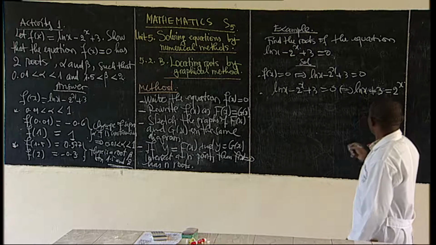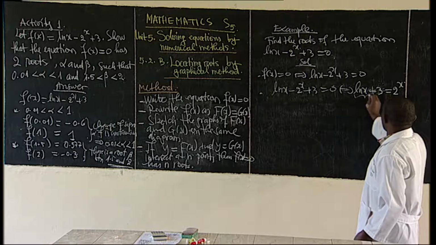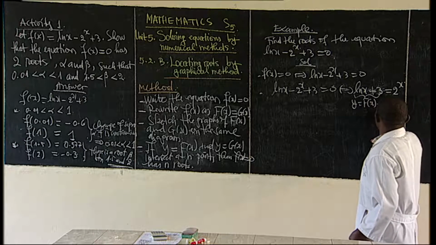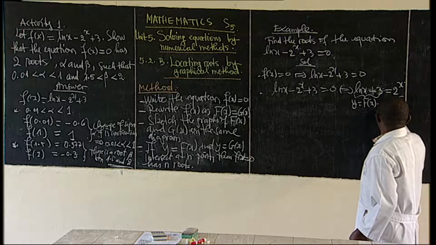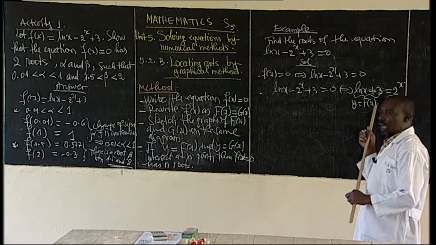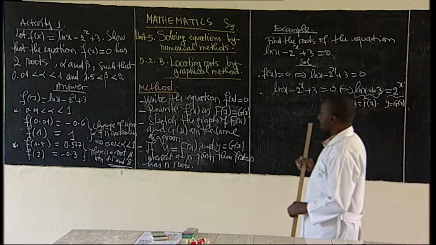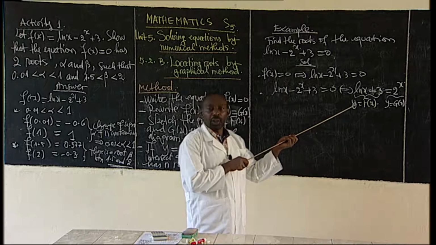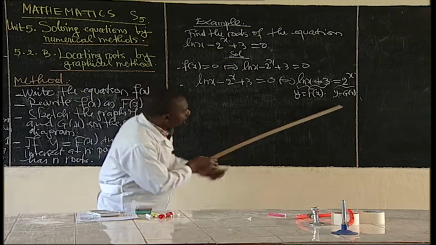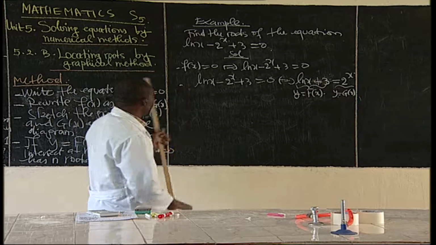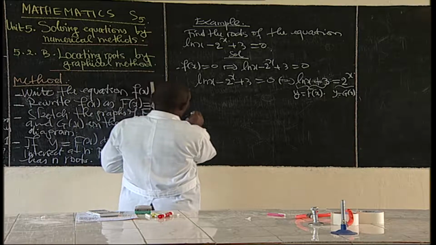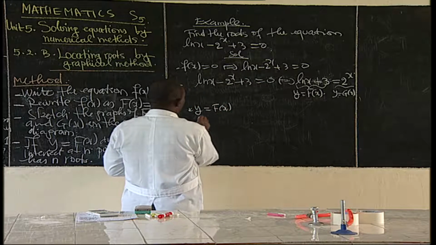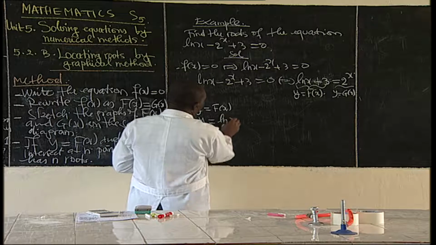It can work also. So if you realize here, this can be taken as y equals capital F of x, and this is capital G of x. Already I have my two functions, f of x and g of x, right? Then I'm going to sketch on the same Cartesian plane these two functions. Taking y equals f of x means that y is equal to ln of x plus 3.